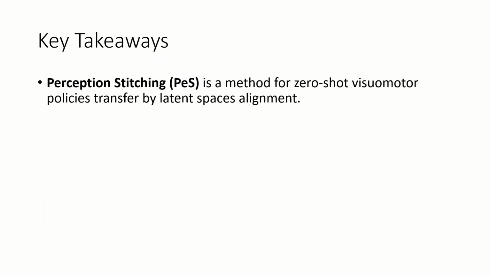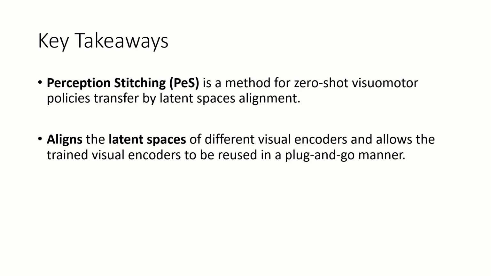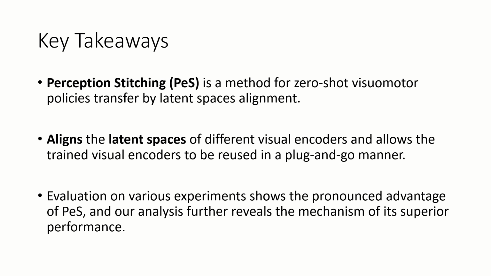In conclusion, perception stitching is a method for zero-shot visuomotor policy transfer by latent space alignment. It aligns the latent spaces of different visual encoders and allows the trained visual encoders to be reused in a plug-in and go manner. Evaluation on various experiments shows the pronounced advantage of our method, and our analysis further reveals the mechanism of its superior performance.